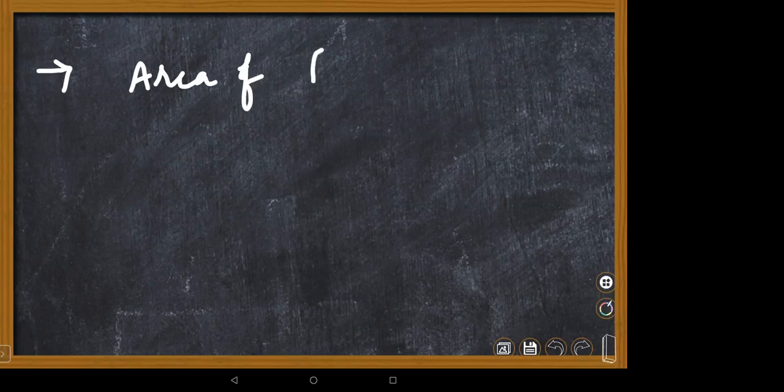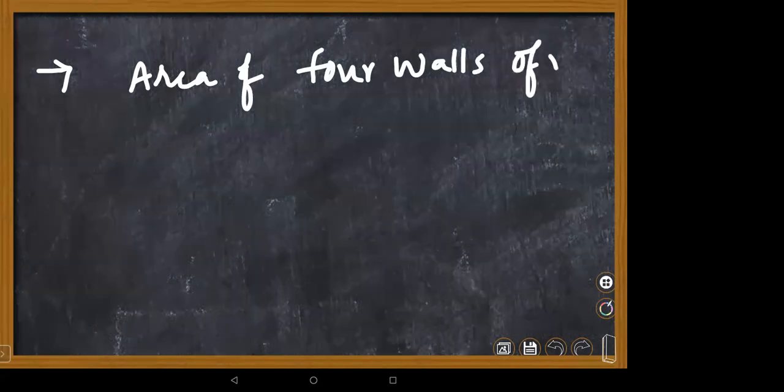Yes, ma'am. Area of 4 walls. Area of 4 walls of the room. Area of 4 walls of the room, children. Ma'am, is it a rectangle or square room? Even you think your room, that's all. Ma'am, area of 4 walls means? Area of 4 walls of your room. You are sitting in one room. I want the area of 4 walls of your room.